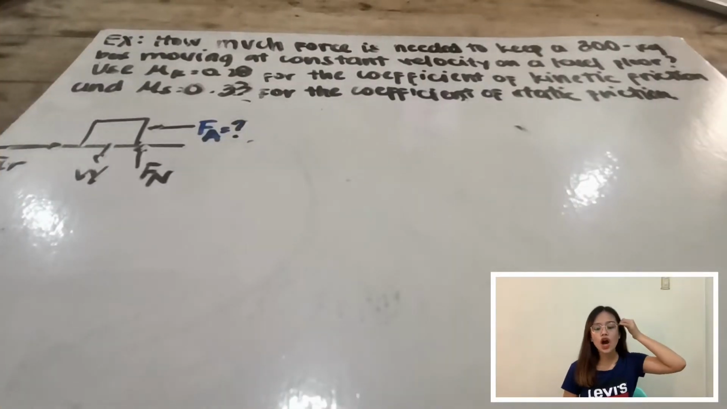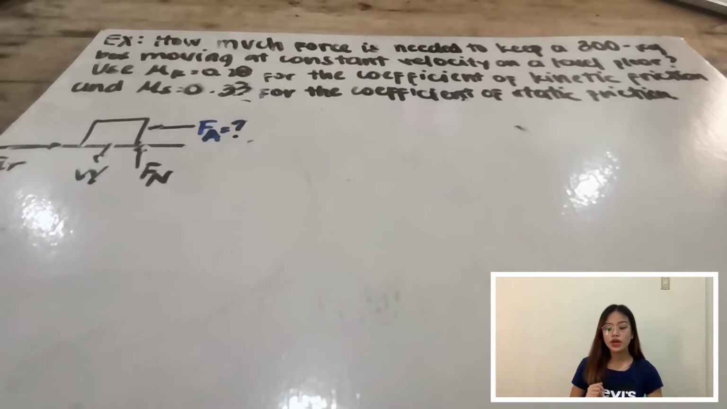Problem. So, how much force is needed to keep a 300-kilogram box moving at constant velocity on a level floor? So, use mu sub k equal to 0.28 for the coefficient of kinetic friction, and mu sub s is equal to 0.33 for the coefficient of static friction.